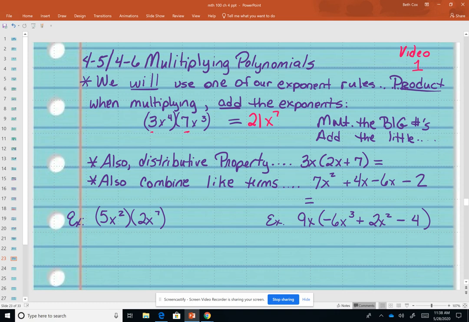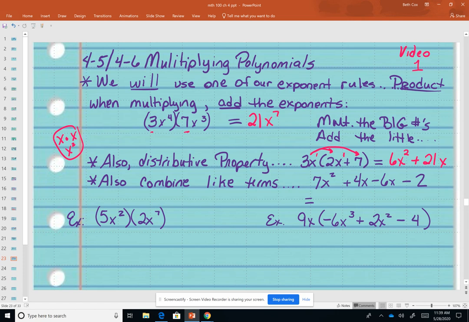Also, we're going to use the distributive property. You may be familiar with the distributive property where I take that 3x and multiply it by everything in my parentheses. And so that first one's going to be 6x to the 2nd, because an x times an x is x to the 2nd, y'all. So 3 times 2 is 6. X times x is x to the 2nd. Add the little numbers. There's little bitty ones right there. And then plus 21x.